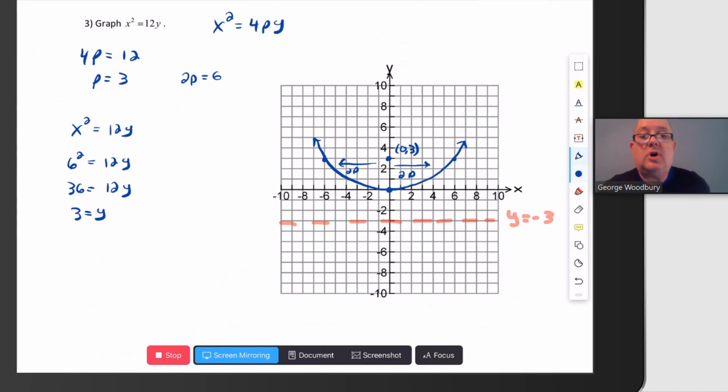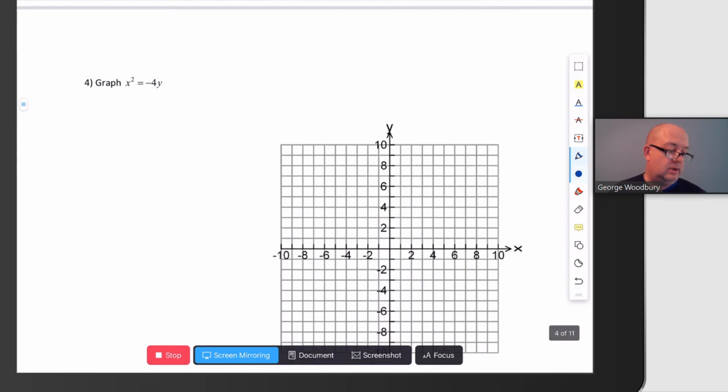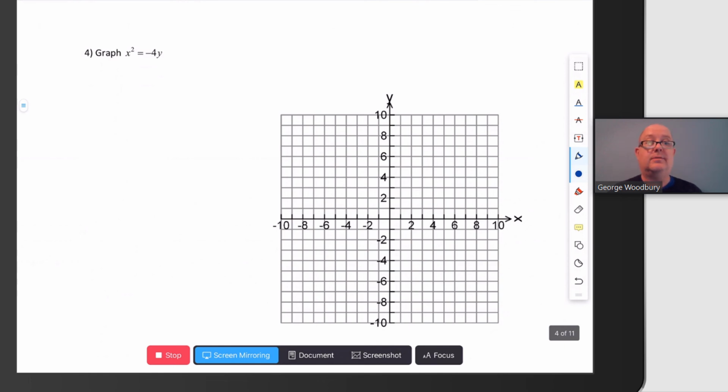Now, if the constant in front of y is negative, then this whole graph gets flipped over. The directrix will be above, the focus will be below. Let's take a look at one of those. x squared equals negative 4y. So again, the general form is x squared equals 4py. 4p equals negative 4, p equals negative 1. So the vertex is still at (0, 0).